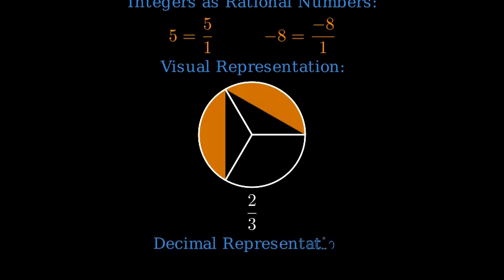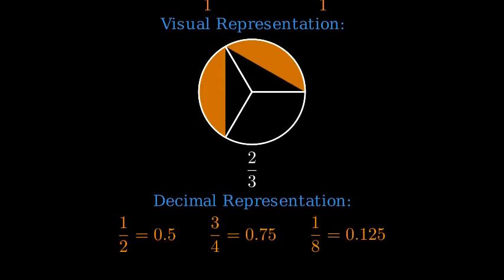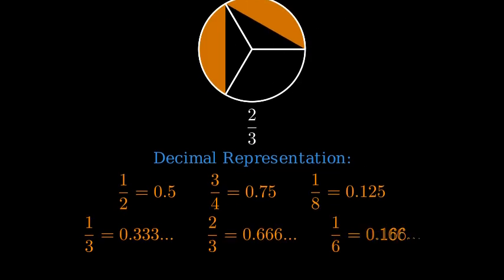Rational numbers can also be written as decimals. When we convert fractions to decimals, we get either terminating decimals like 1/2 equals 0.5 or repeating decimals like 1/3 equals 0.333, with the digit 3 repeating forever.